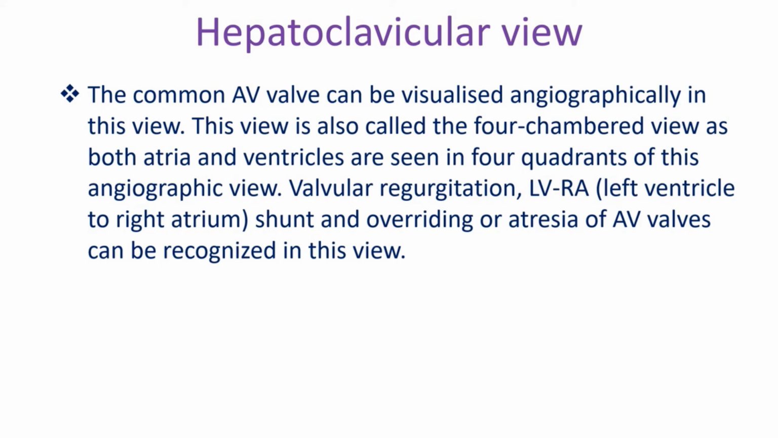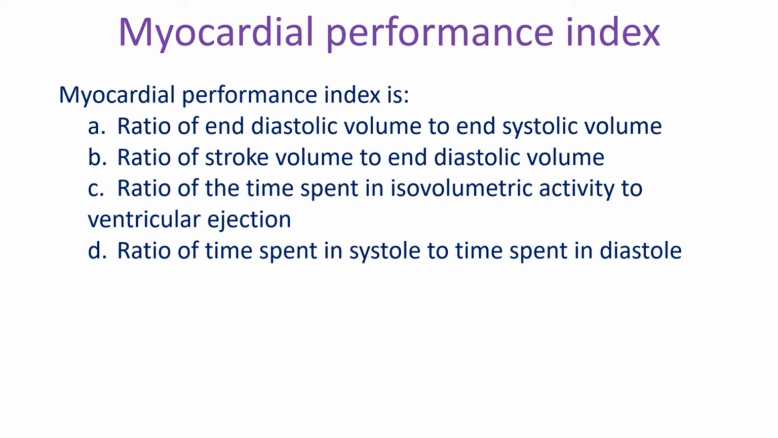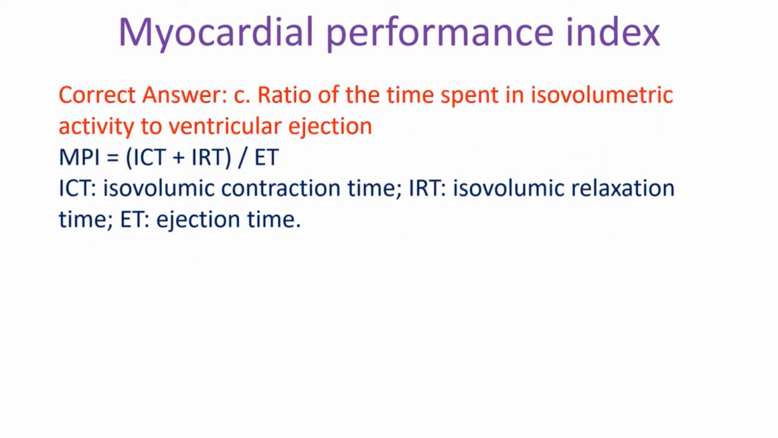Myocardial performance index is: A. Ratio of end diastolic volume to end systolic volume, B. Ratio of stroke volume to end diastolic volume, C. Ratio of the time spent in isovolumetric activity to ventricular ejection, D. Ratio of time spent in systole to time spent in diastole. Correct answer: C. Ratio of the time spent in isovolumetric activity to ventricular ejection. MPI is equal to ICT plus IRT divided by ET. ICT: isovolumic contraction time, IRT: isovolumic relaxation time, ET: ejection time.